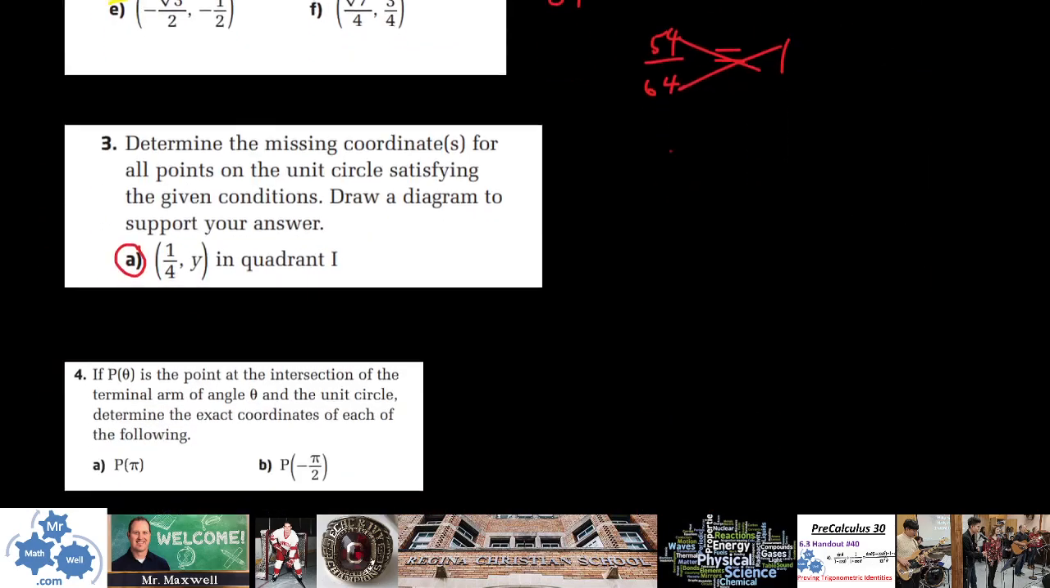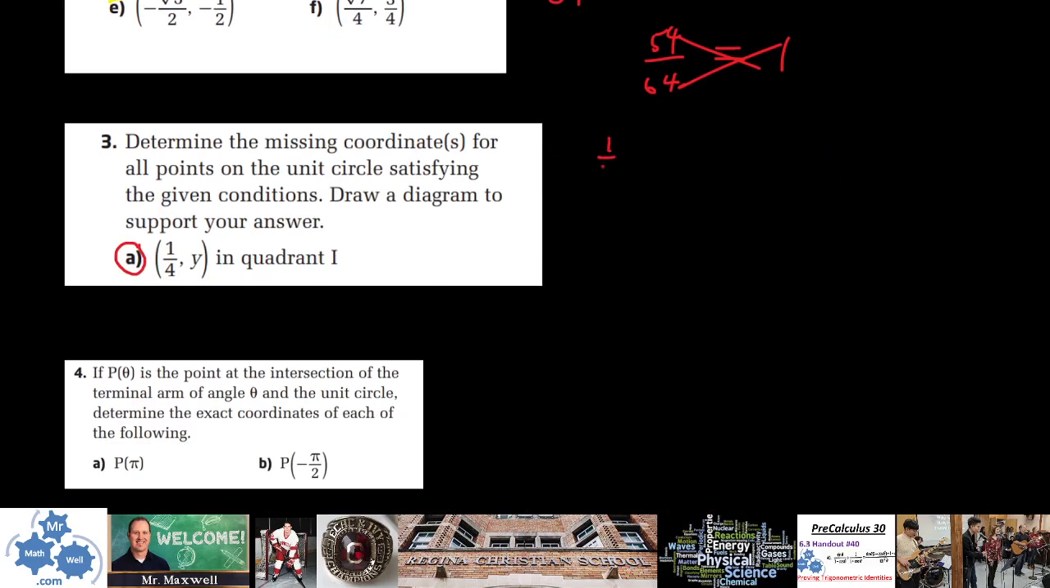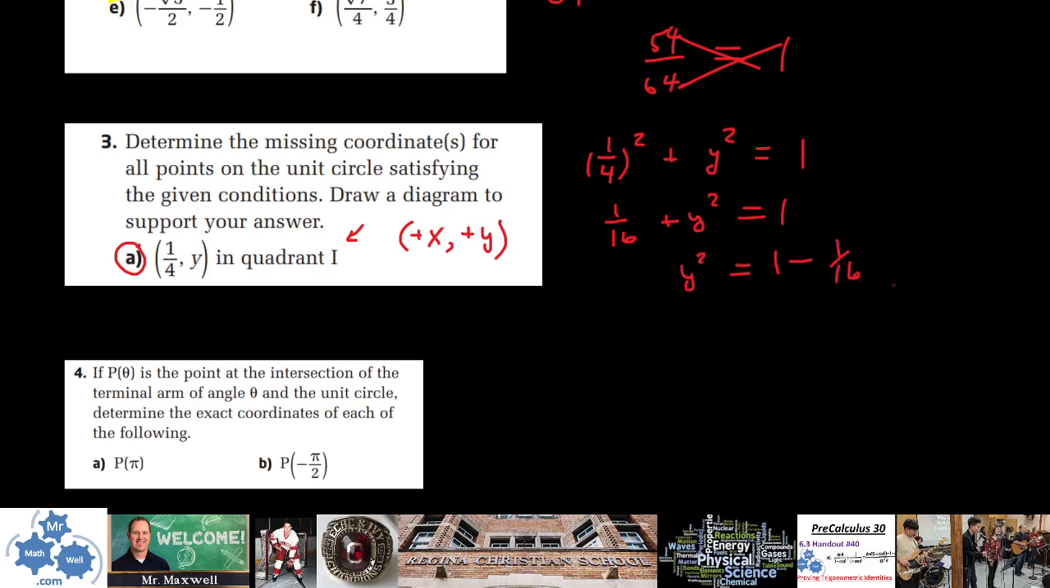So I know that (1/4)^2 plus y^2, whatever that y is, is going to have to equal 1. And because we're in quadrant 1, that means I have a positive x and a positive y. So my y, when I'm all said and done, has to be positive because it's in quadrant 1. All right, so this is 1/16 plus y^2 equals 1. y^2 equals 1 minus 1/16.